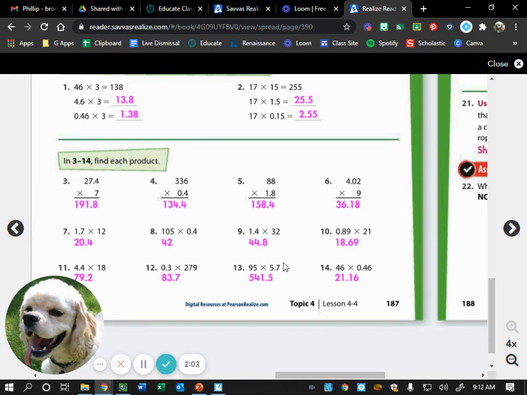Then we had number 13. For number 13, we took 95 times 5 7/10. When you multiplied, you would have gotten 5415. Then you should have looked back at the two numbers you multiplied and asked yourself, how many digits are behind the decimal point? We only have one, the 7, so we would have come in 1 for our decimal point, so that we have 1 after the decimal.